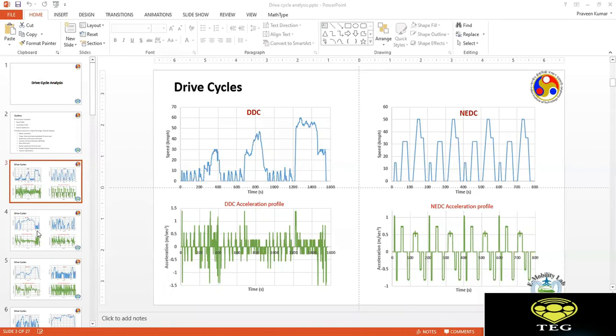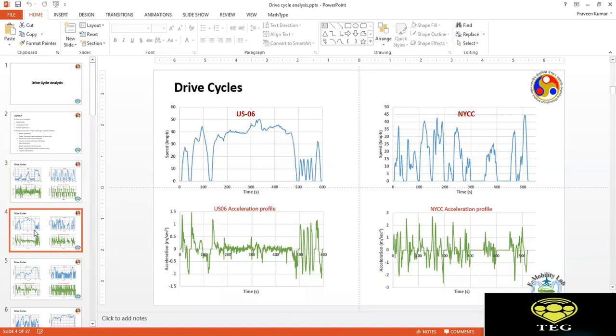Now on the next slide, I have two more drive cycles. One is US06, a drive cycle which is used in the United States. And on the right-hand side, I have NYCC, which stands for New York City Cycle. If you look at these two drive cycles also, you will see contrasting differences. US06 has fairly constant driving from around 150 seconds to around 450 seconds. There are some changes in the speed, but they are not very dynamic, and the average speed remains more or less constant in that duration.